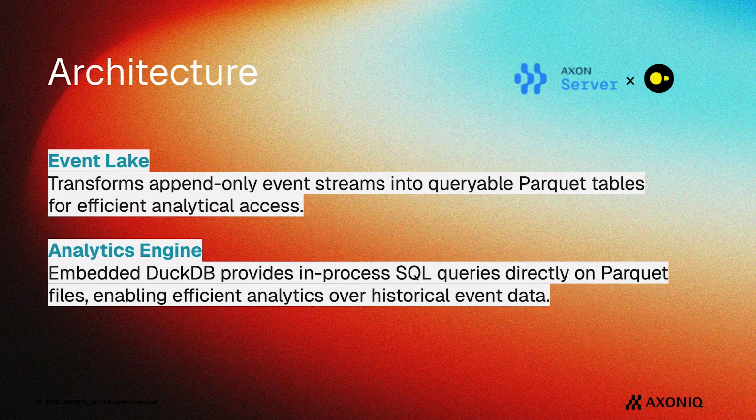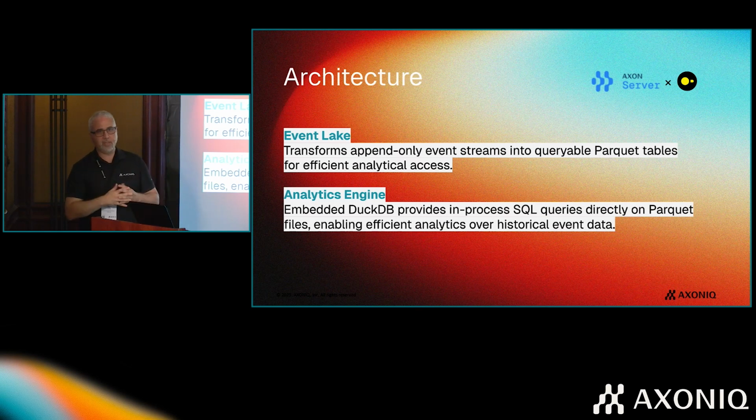So how does this work? There's this term called data lake. Basically, you can then dump raw data inside of there and make sense of it. We name it event lake for obvious reasons. But basically, again, we transform events into a column-oriented format where only the things you're interested in will be retrieved. And again, we embed DuckDB within Axon Server to let it read the Parquet files containing your optimized events to do efficient querying.